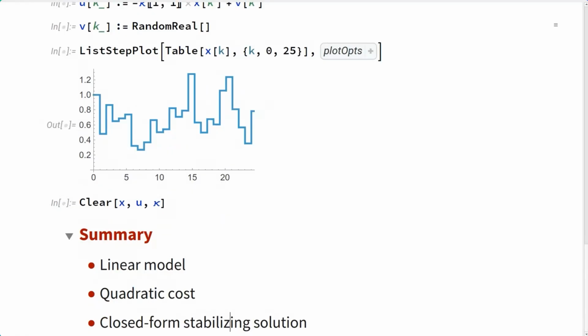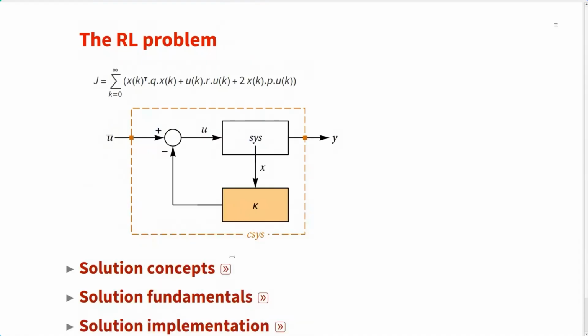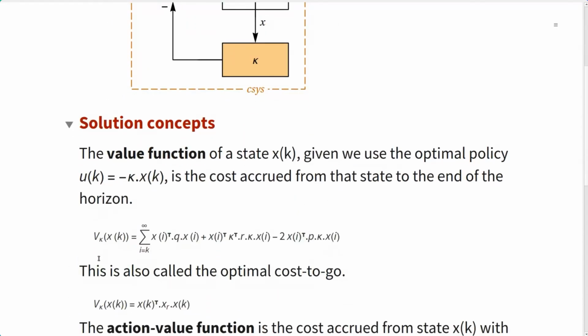Now we want to do the same thing using reinforcement learning. The difference here is we don't have a model of the plant. We keep the same cost function, and we now want to compute the control policy without knowledge of what this system is. We start by defining what's called the value function of a state x, given that we use an optimal policy u_k. This is the cost that is accrued from that state to the end of the horizon.